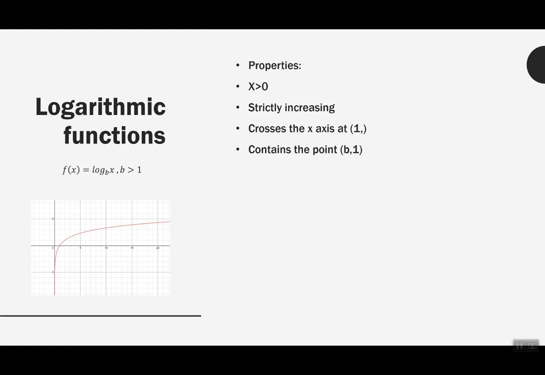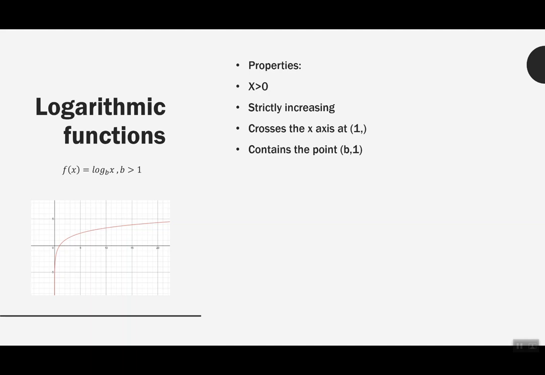Let's talk more about what logarithmic functions look like when we graph them. I have the same graph at the bottom, my log base 2 of x, but it kind of generically looks like any log base b of x if b is greater than 1. Big properties to point out. Number 1, x is greater than 0, so everything is over on the right side of the y-axis.